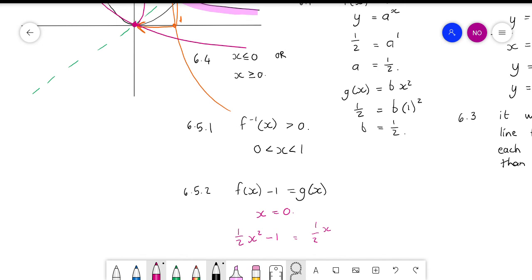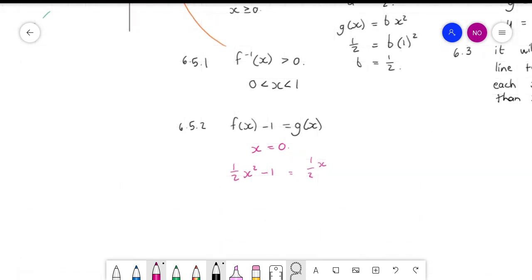So to do this one, let's see. No, it's not going to work.